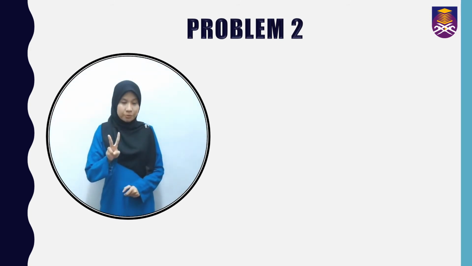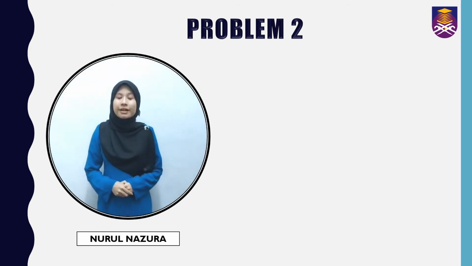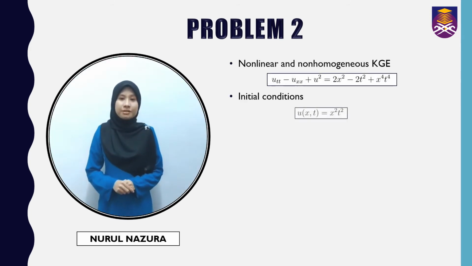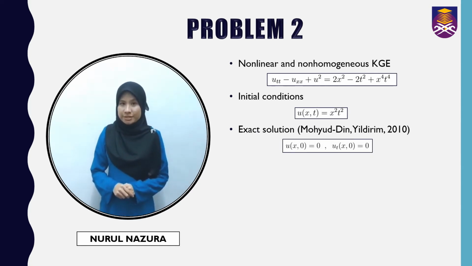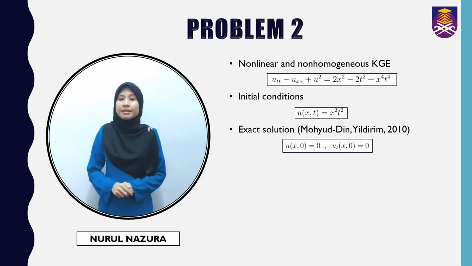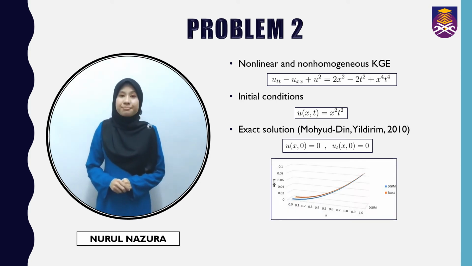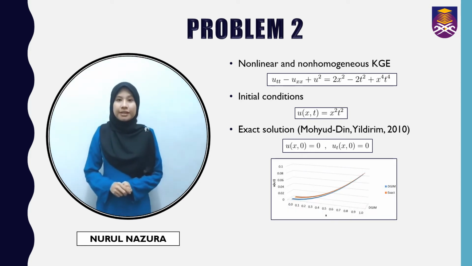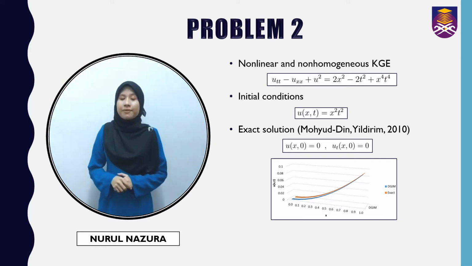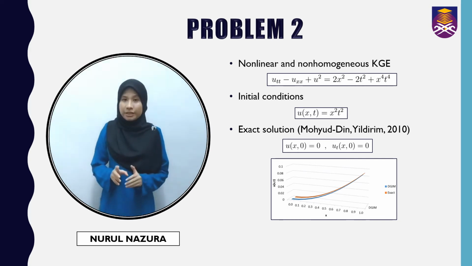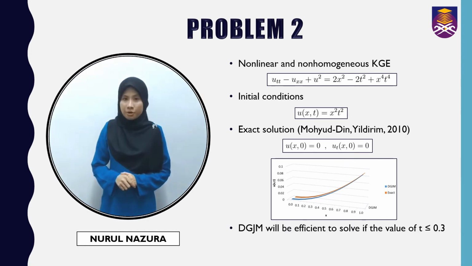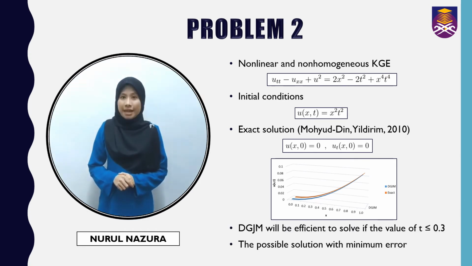For problem 2, the equation is nonlinear and non-homogeneous with initial conditions and exact solution. By using DGJM, the iterations were obtained. The comparison is made between DGJM and the exact solution for various values of t. For t equals 0.3, 0.4, 0.5 and x between 0 to 1, it can be concluded that the value of t should be smaller to solve problem 2.